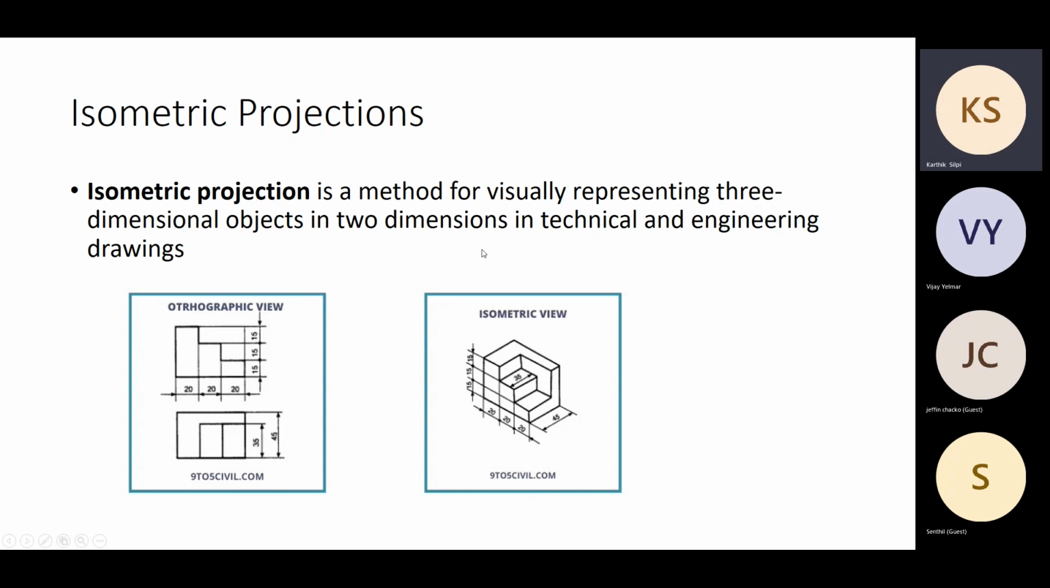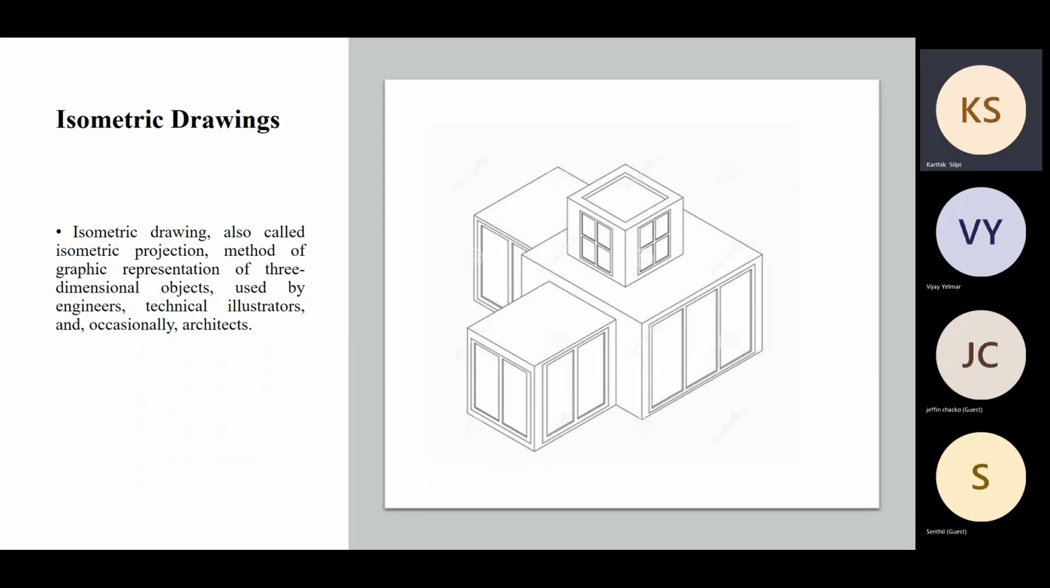Let's see what the different ways or types are. Isometric drawings are also called isometric projections. It is a method of graphic representation of three-dimensional objects used by engineers, illustrators, and architects. As you know, architects will use isometric projections. Here, the advantage you can see is that if I take this dimension, even in 3D, that will be the actual dimension of its 2D. Whereas in the case of our 2-point projections, whatever the dimension is, it will never match the actual dimension. It may match at some point, but not all the dimensions.